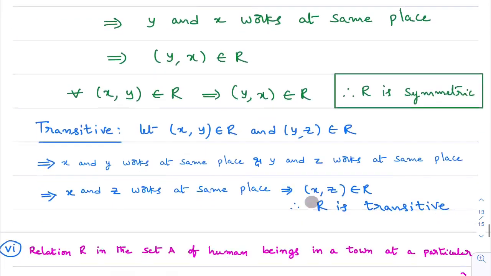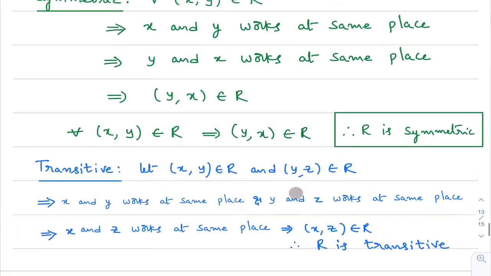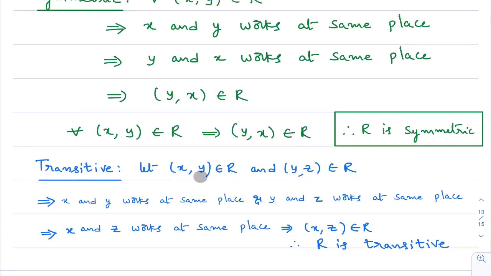Now we need to check transitive. For a transitive relation, you take (x, y) and (y, z) in the relation. Now you need to check whether (x, z) belongs to this relation or not. If (x, y) belongs to this relation, it means that x and y work at the same place. The ordered pair (y, z) belongs to R means y and z work at the same place.